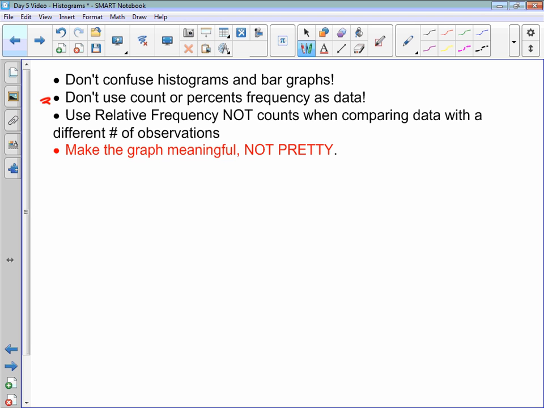And if you're comparing data that has different numbers of observations, let's say we're going to try and compare the NBA to some European basketball league. If that league didn't have the same number of teams as the NBA, then we wouldn't want to compare counts. We would only want to compare frequency. And here's the big rule for a histogram. It doesn't have to be pretty. It just has to be meaningful.